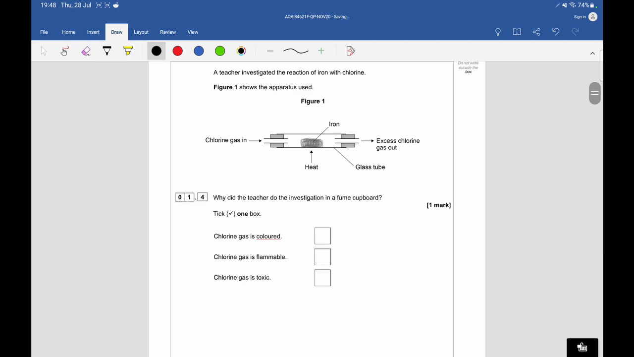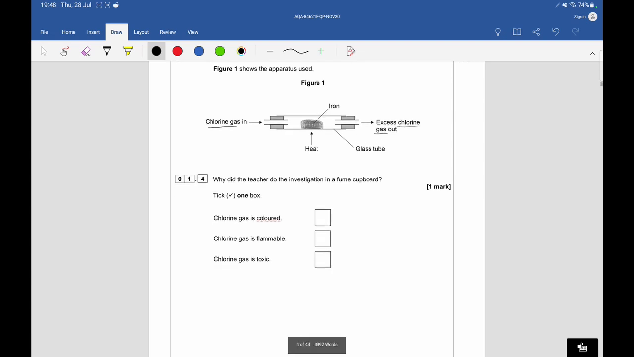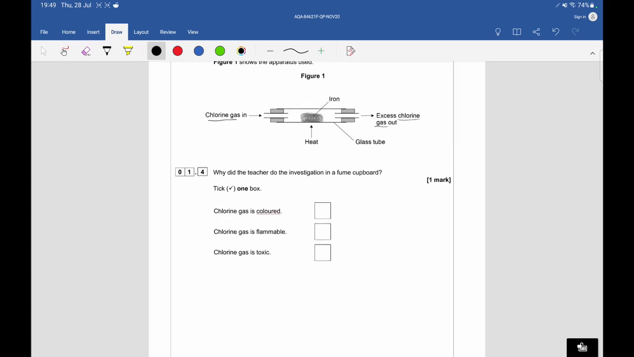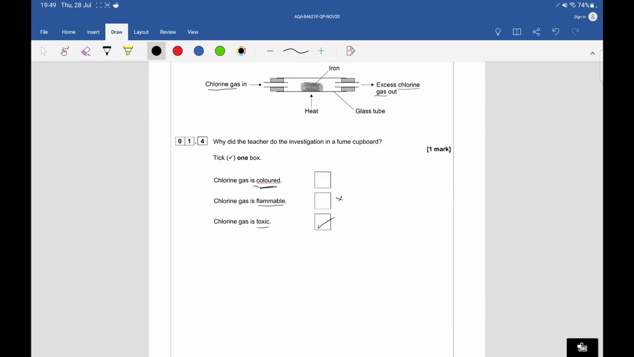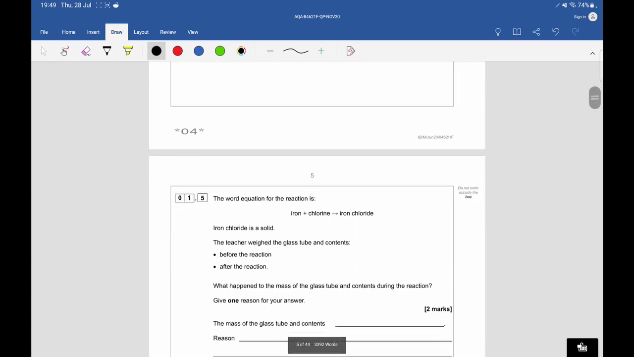Question 1.4 showed you this image that you have here and asked you, why did the teacher do this investigation in a fume cupboard? We know we have chlorine gas involved in this reaction, and chlorine gas is what's coming out of our substance and going into it. Chlorine gas is obviously going to be a problem here. The fact that it's coloured isn't going to be an issue, because that doesn't make any difference. The fact that it's flammable may be an issue if you're working in a place near open flames, but it's more likely going to be that it's toxic in this condition.